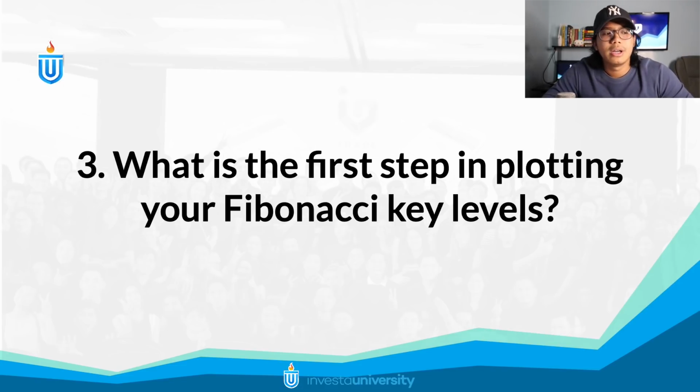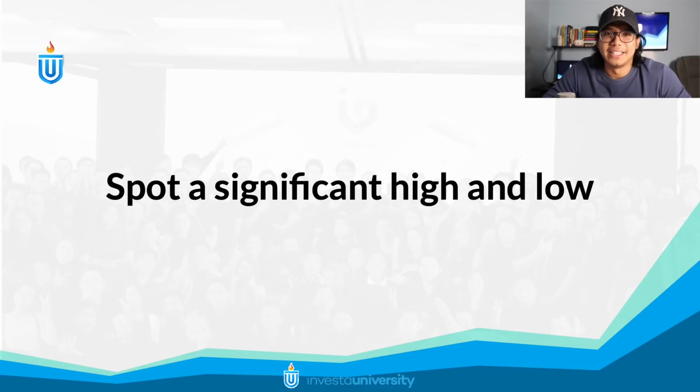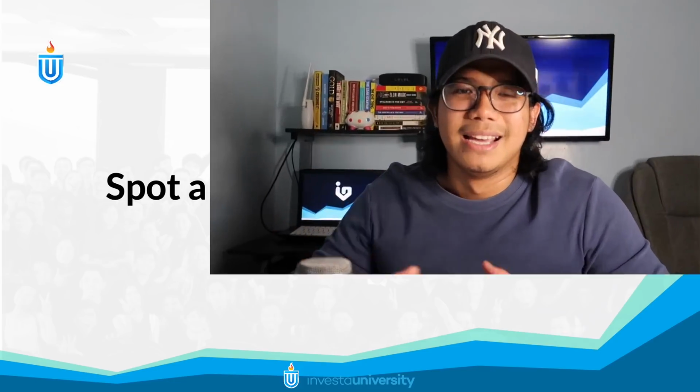5, 4, 3, 2, 1. Okay, so the answer is to spot a significant high and a significant low. So if you got those correct, I'm sure nakikinig kayo and nag-enjoy kayo and marami kayong natutunan. So let's move on to the second part of this lesson.